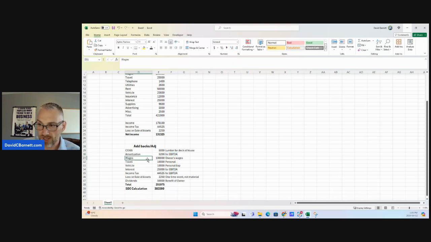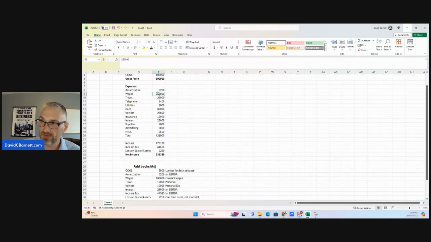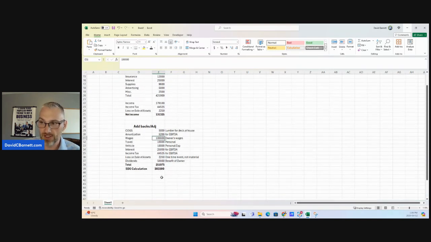Then we have wages here, and we've got a $100,000 add back for owner's wages. So what does this mean? It means that in this entity, the owner is on the payroll and is actually being issued a tax slip for earning an income, and the company is withholding source deductions from this person. So they're saying that part of that wage expense of 250,000, 100,000 went to the owner, and so it's part of SDE. And then we've got some travel, some vehicle expenses which are being claimed as personal expenses.